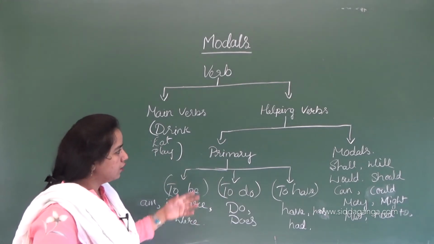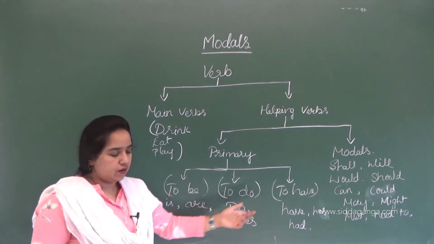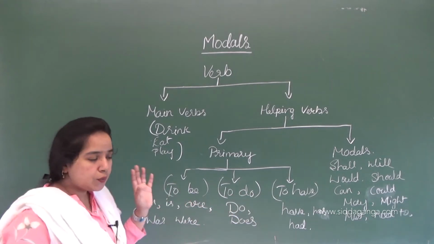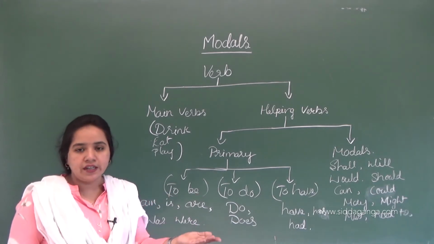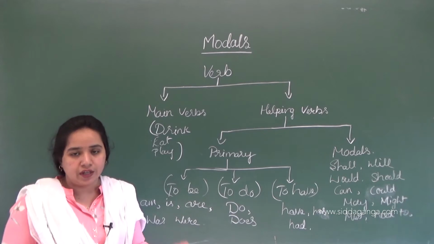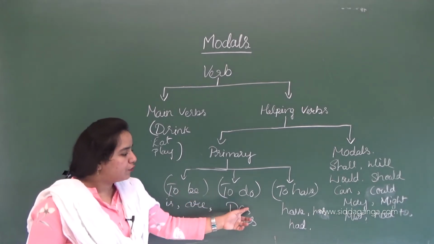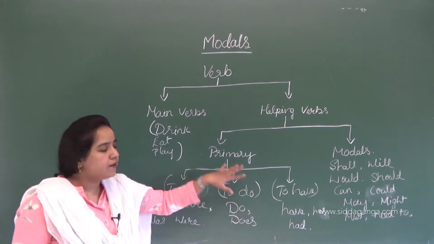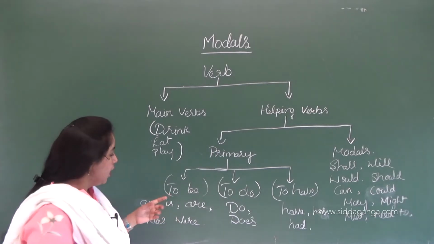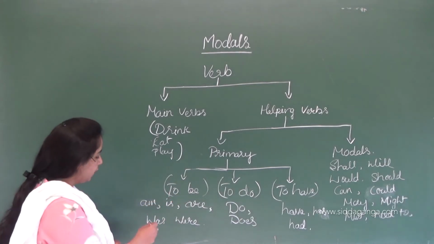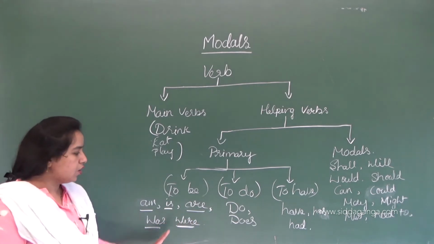Primary verbs are to be, to do, to have. So, what are to be? In any language, in the English language, whatever sentences you take, you should know what the to be forms are, what the to do forms are and what the to have forms are. These are majorly related to primary verbs. What are the to be forms? Here the to be forms are am, is, are, was and were.